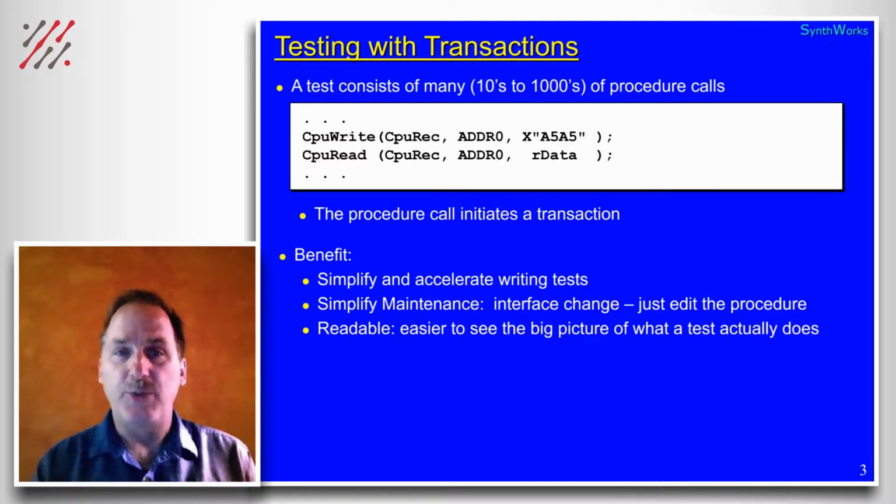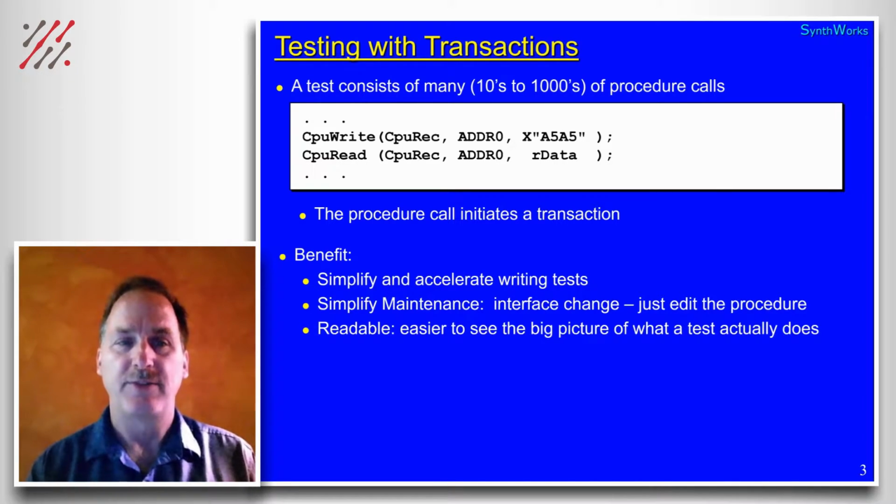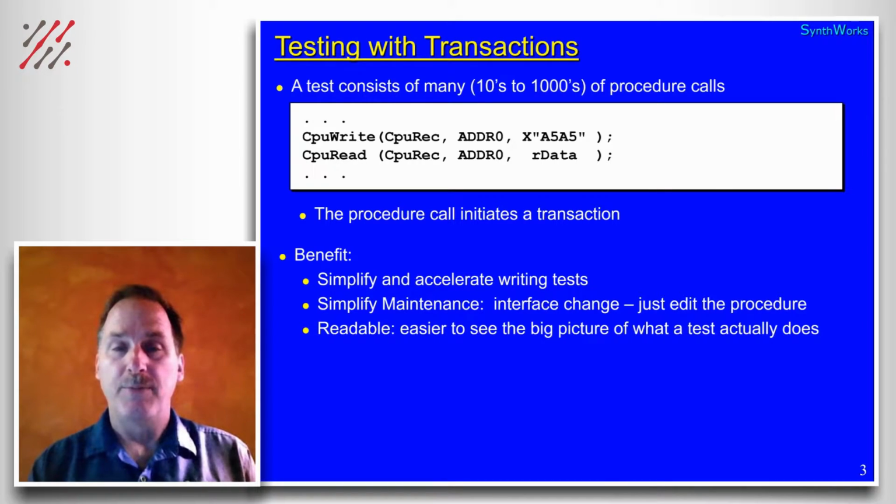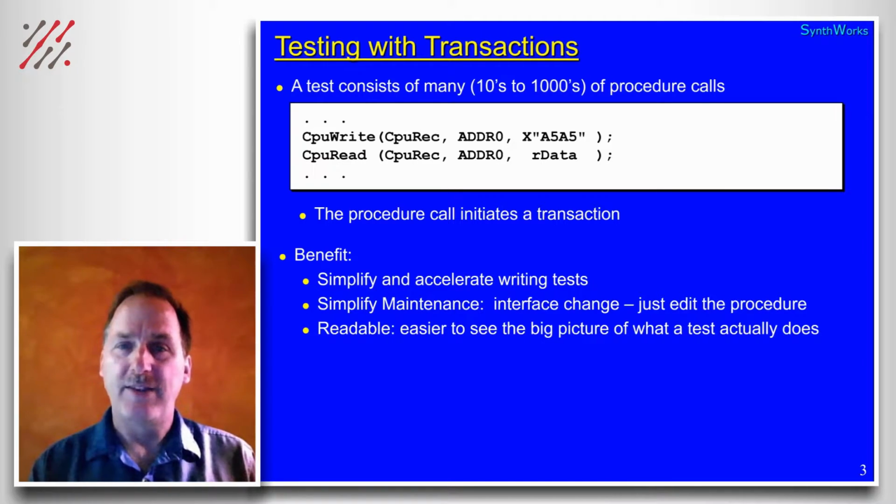In interface change, we simply edit the procedure itself. So we can quickly roll with changes that become necessary as we go through the design process. It's readable, okay? So we can explain to other members of our community exactly what CPU read and write do, and they can tell what the test sequencing does.